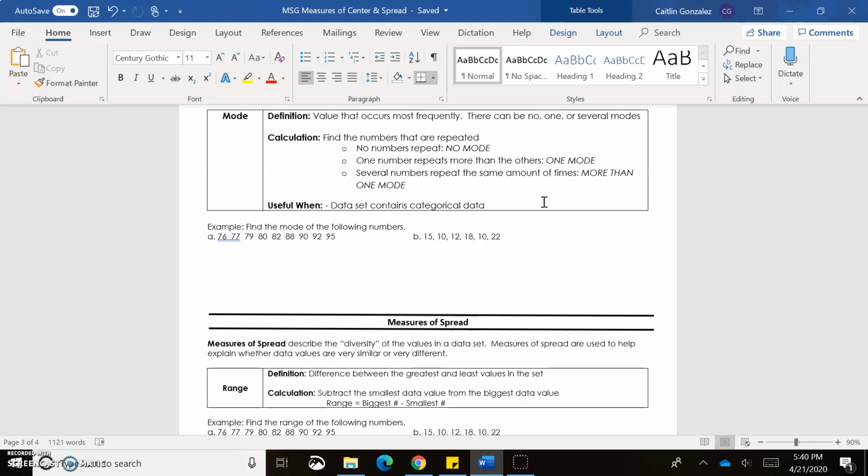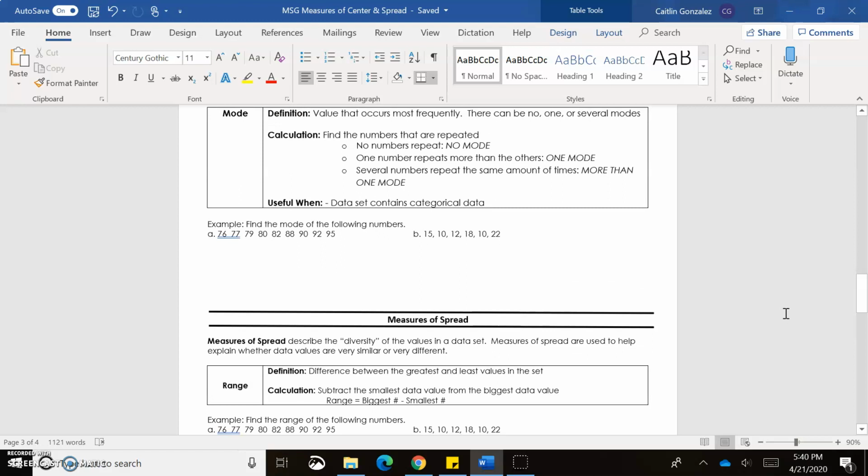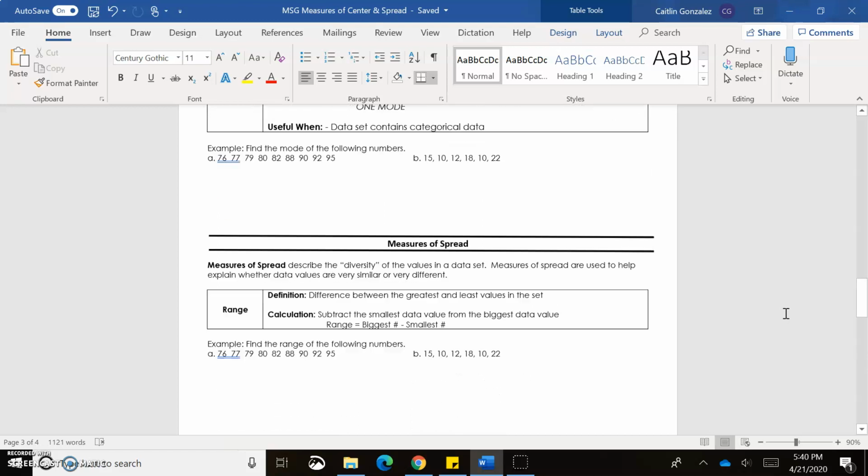But if I have a data set where I have 5 2s and 5 3s, and there are no other numbers that occur that many times, then those would both be the mode. And your mode is especially useful for categorical data. So like if we're looking at hair color, I might want to know which hair color occurs the most. So it's even more useful when we're talking about categorical data.